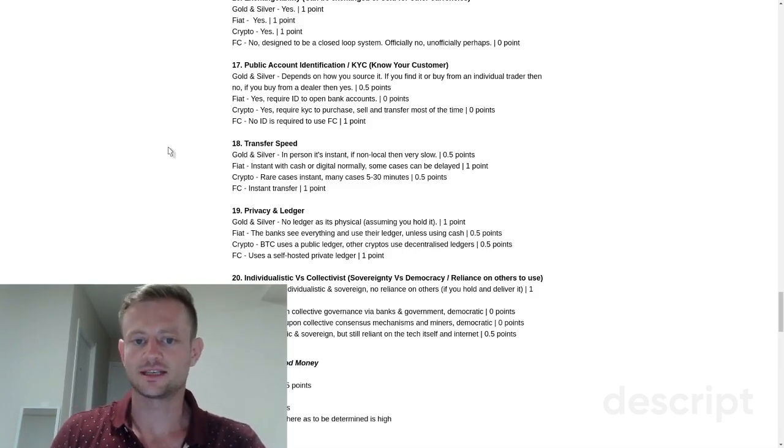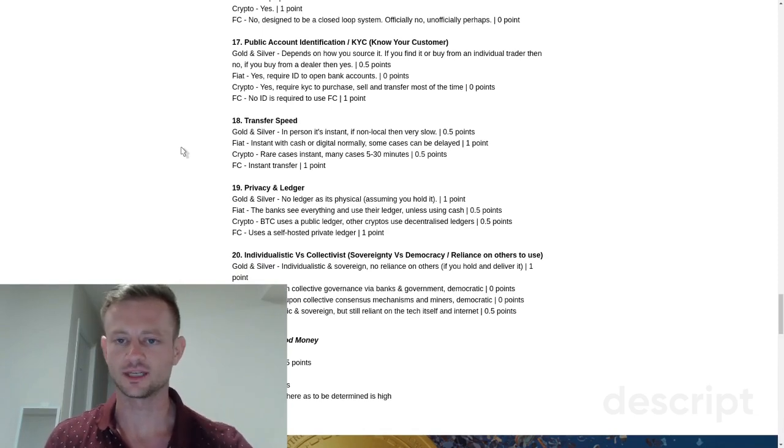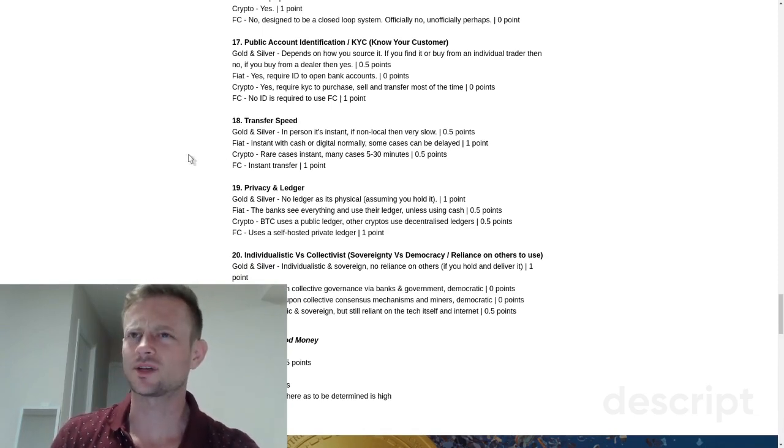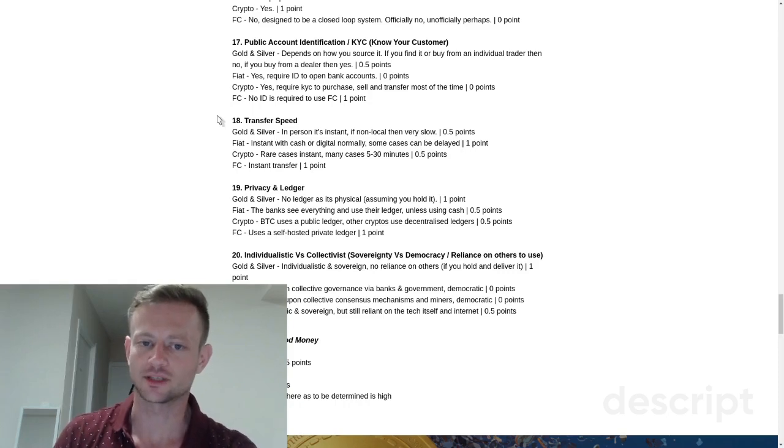Fiat, yes, you need ID to open bank accounts, to use it digitally at least. With cash, obviously, you don't need KYC, though sometimes to exchange it, you do need KYC. Crypto, yes, as I said. Freedom credit, no, the point is to be private. You don't need any ID to use it. You just download the app, you buy your freedom credits using fiat, that's it. No ID. Because your financial privacy is a human right. No one needs to know what you're doing.